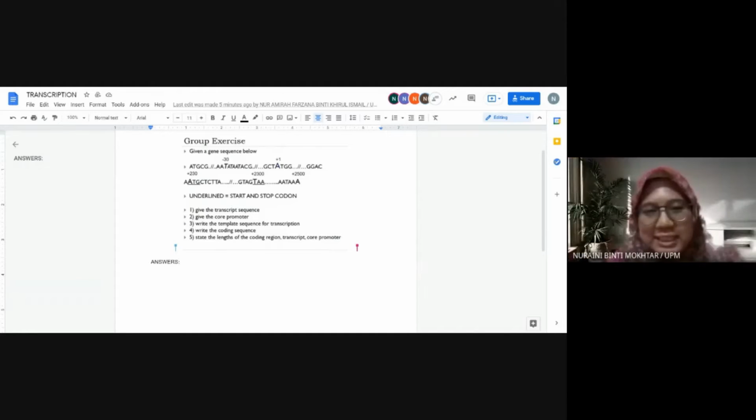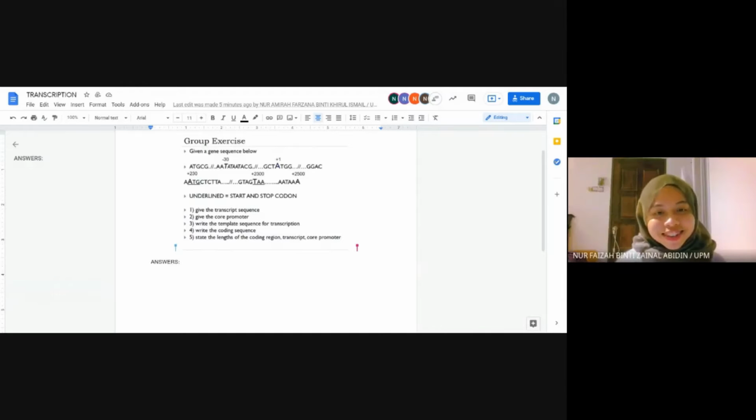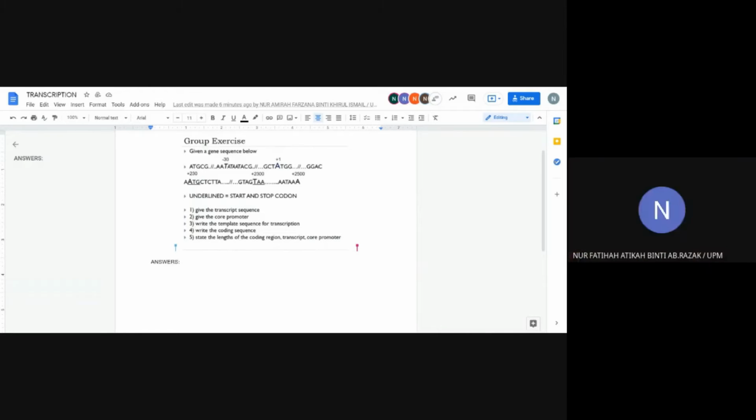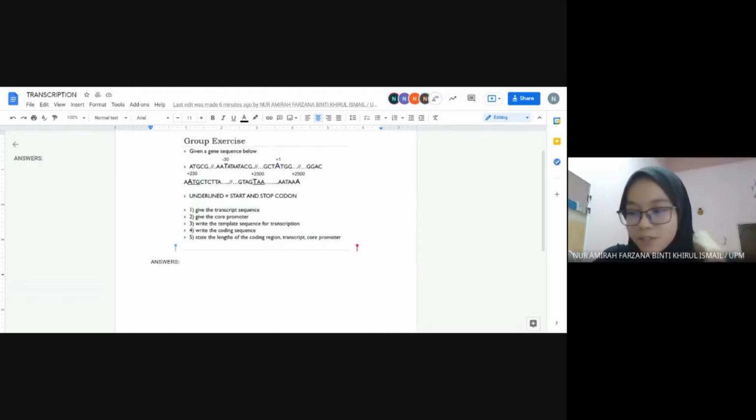Can I share my answer first? Okay, sure. In my opinion, the answer for question number 1 is that the transcript sequence will start at +1, where the A refers to the initial element. It is where the transcription site will start, and it will end at +2500. I think that is my answer. Yes, I agree with NURAINI too. That's my answer also. Yes, me too.